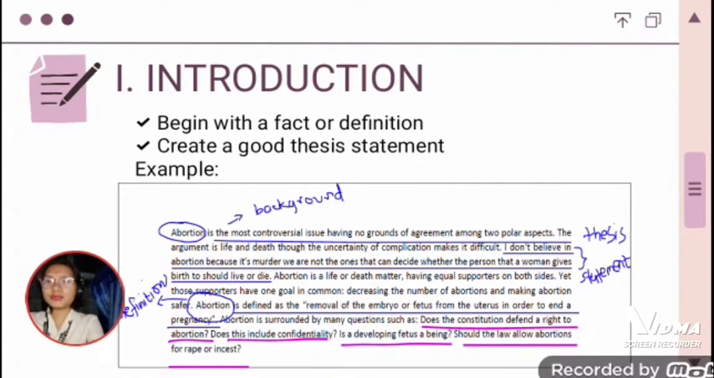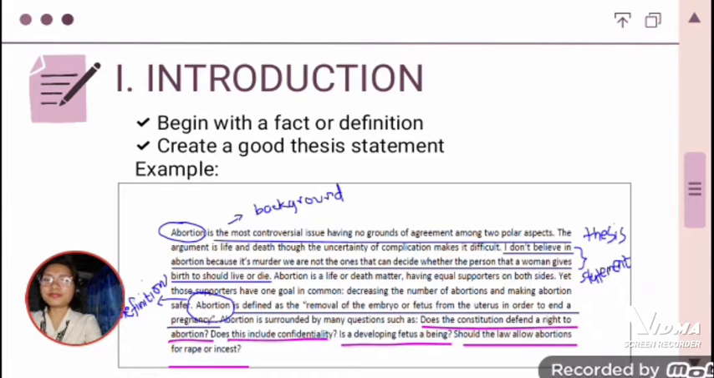So in here, the author first presented the background of the issue that he has chosen, which is abortion, and then he followed it with a thesis statement wherein he says that abortion is murder and that people are not the ones to decide whether a person that a woman gives birth to should live or die. So that's his thesis statement.